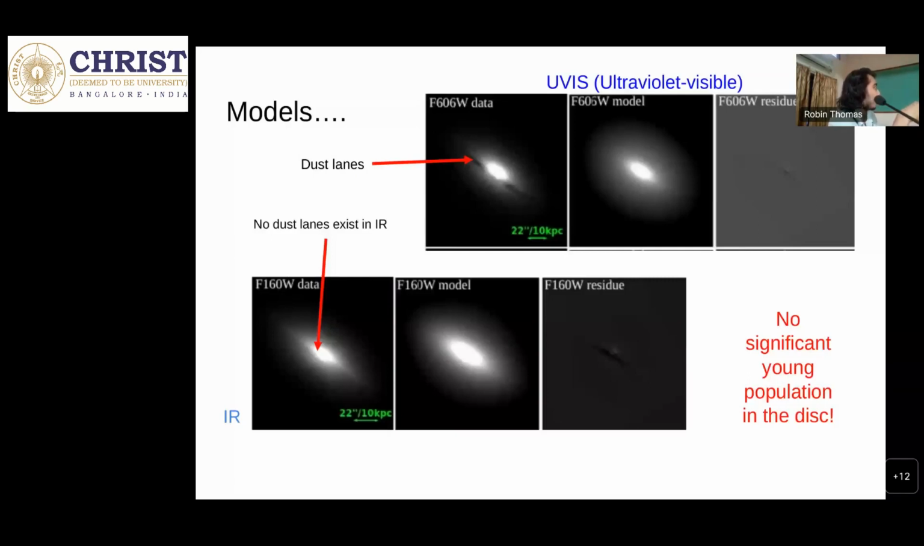You can see in UV there are a lot of dust lanes here, but in infrared there are no dust lanes. That means the UV light is absorbed somehow by the dust and emitted in the infrared region. That is why we can see the dust lanes properly in the UV and not see the dust lanes in the infrared.